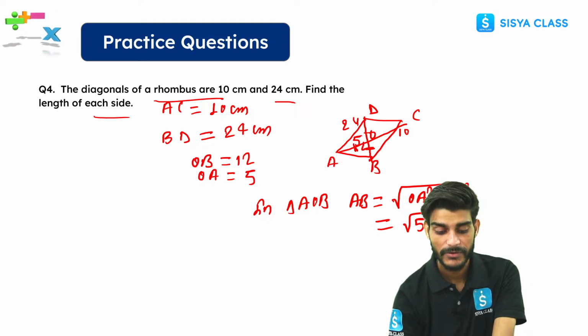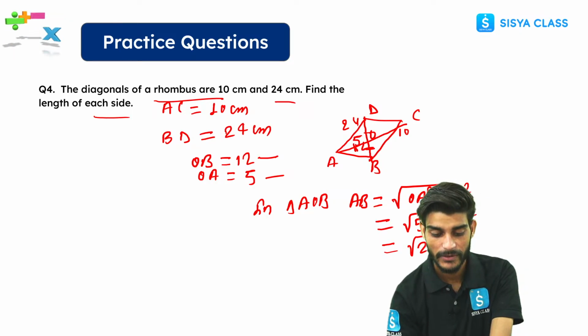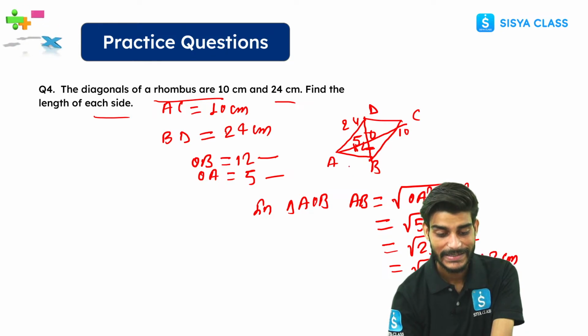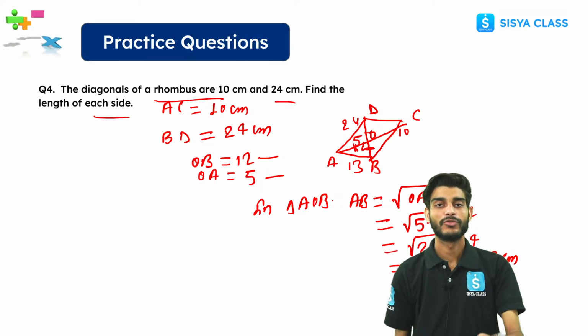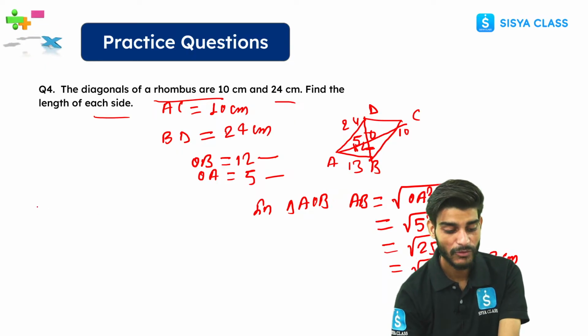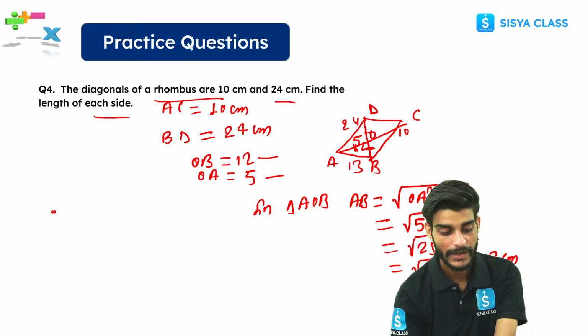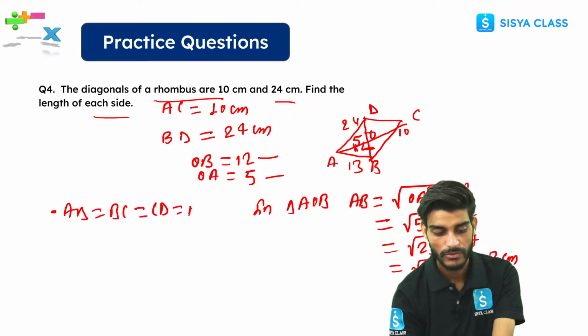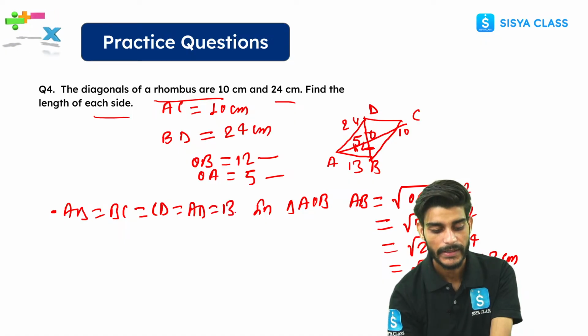Next, what is OA square? OA square means 5 square. OB is 12. You can see from here, OB is 12, OA is 5. So 5 square is 25, 12 square is 144. That is 169, and the square root of 169 is 13 centimeter. So this AB is 13. All sides are equal in a rhombus, so AB equals BC equals CD equals AD equals 13 centimeter.